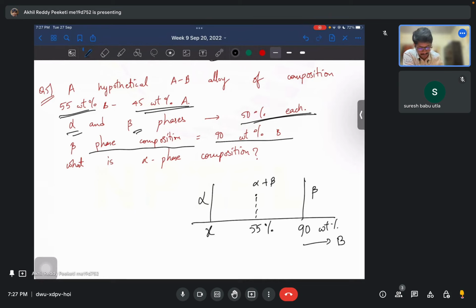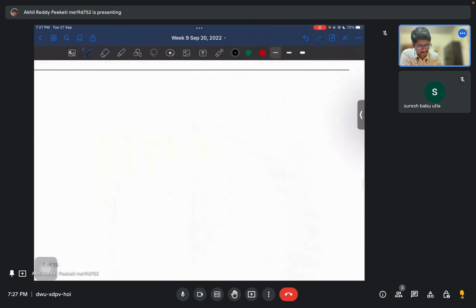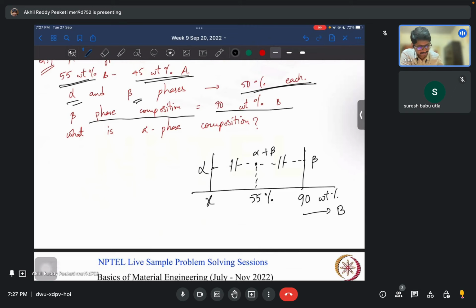Alpha and beta are given as 50% each, so that means these two lines are equal. Basically, this point has alpha and beta, the alpha and beta are equal, and beta has 90 weight% B. So how much weight% should alpha have so that the composition would be 55? That is the question.